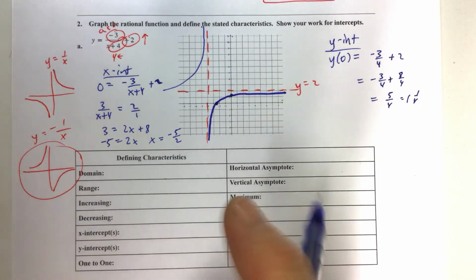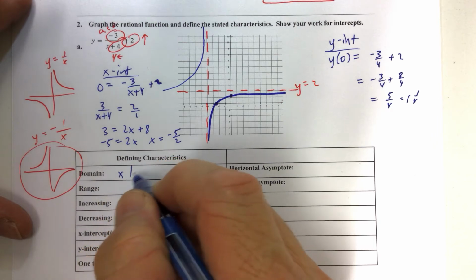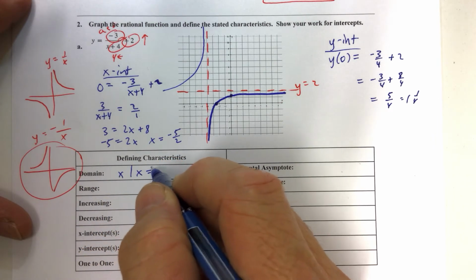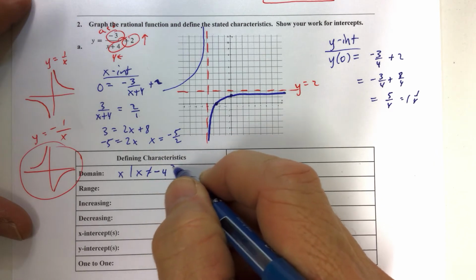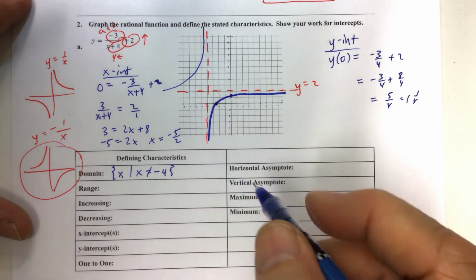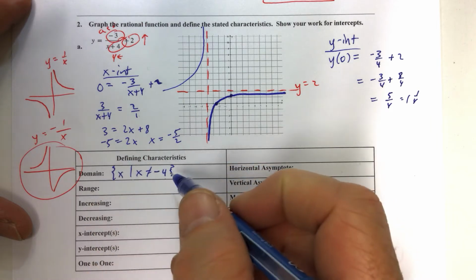Okay, so we know the domain is x can't be any number that makes the denominator equal to 0. So x plus 4 equals 0 means that x can't be negative 4. It's the only member of the real numbers that's not in the domain.